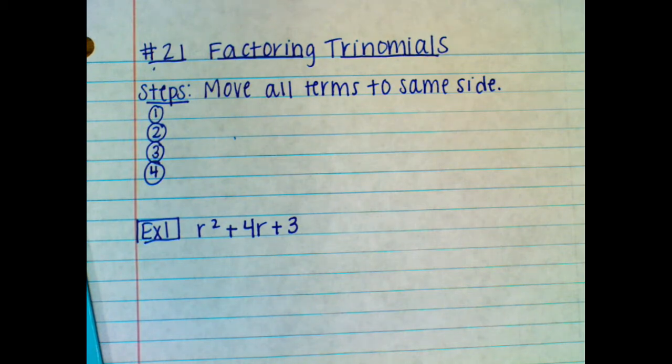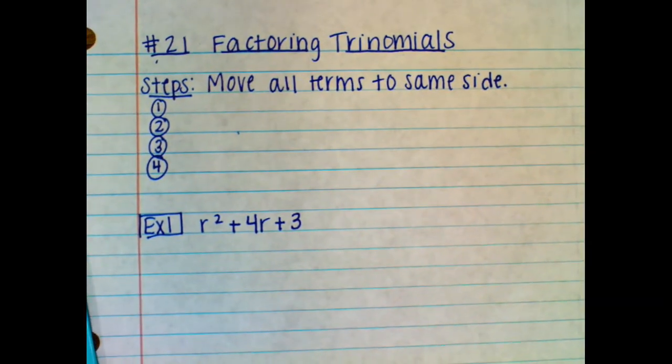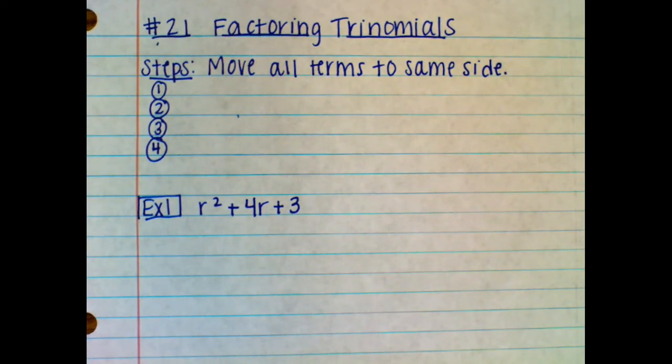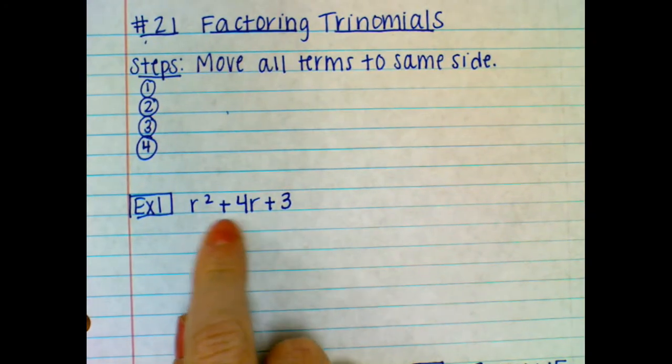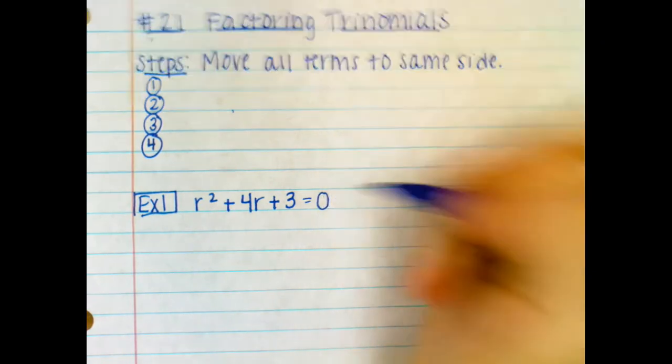We're going to move on and use the grouping method to also factor trinomials. And so we're going to have the same setup today. It's going to be with the steps as we do the first example, and then we'll use these steps throughout. So the first thing that you want to do is make sure that all terms are on the same side. Most things will look like this, and they'll say equals 0.